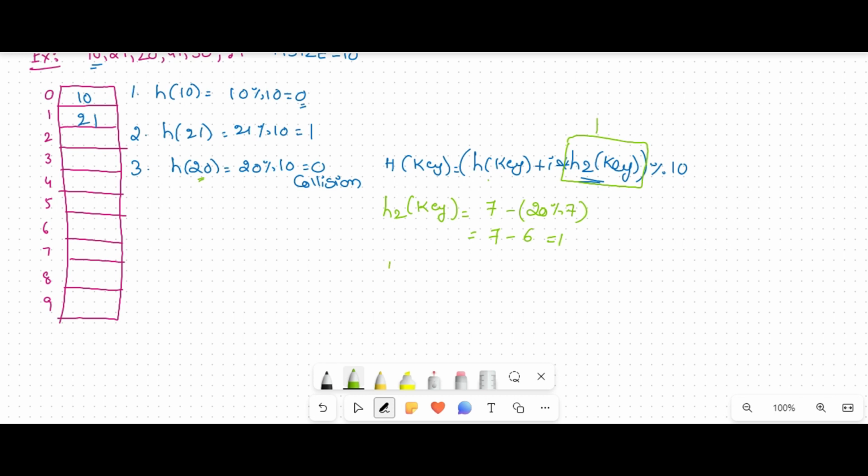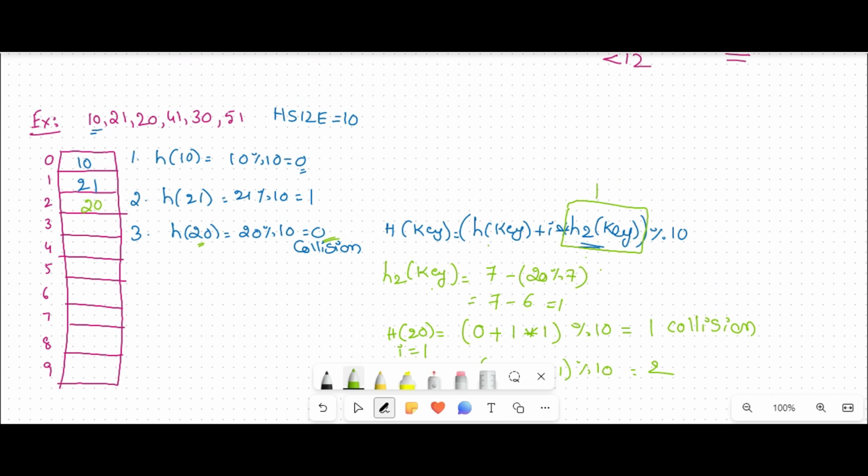Substitute those values here. Capital H of 20 equal to small h of key, which is 0, plus, considering i equal to 1, 1 into hash 2 of key, which is 1. 1 modulus 10 equal to 1. But the first cell is also full, so a collision occurred. Now what shall we do? Put i equal to 2. Then 0 plus 2 into 1 modulus 10, which is equal to 2. The second cell is empty, so insert 20 in the second bucket.